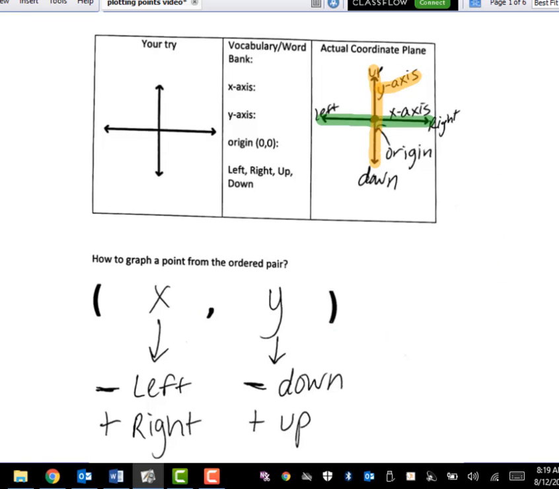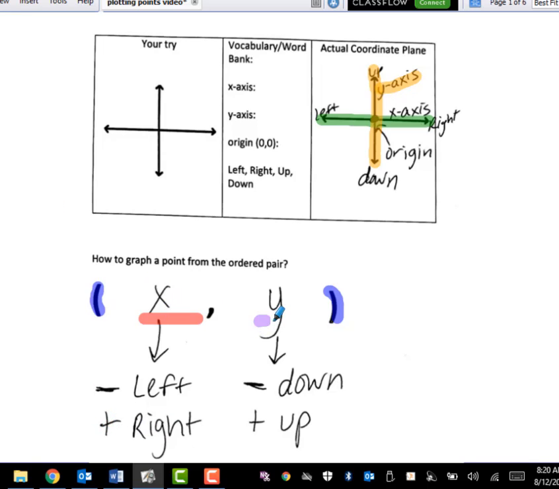So pretty much anytime you're given a coordinate point, like how it looks down here, that means it's going to be in parentheses. There's going to be two numbers. The first number is always your X number, and your X number tells me how far left or right I'm moving. So how do I know whether I'm supposed to move left or right? Well, if it's a negative number, then you're going to move to the left. If it's a positive number, you're going to move to the right.